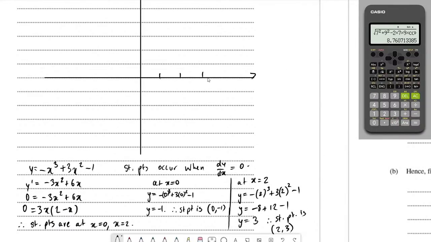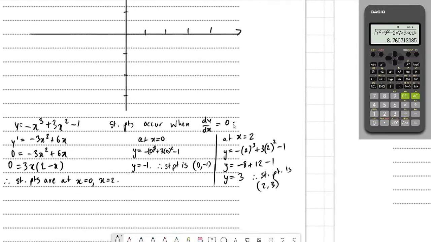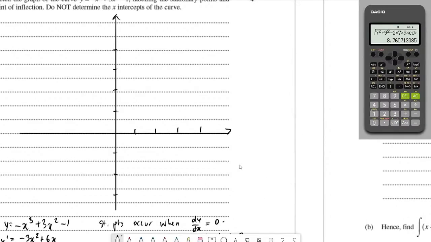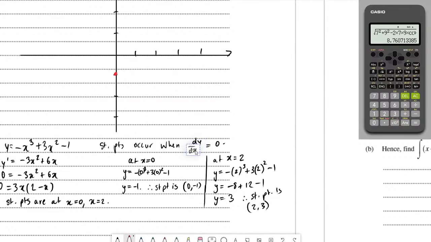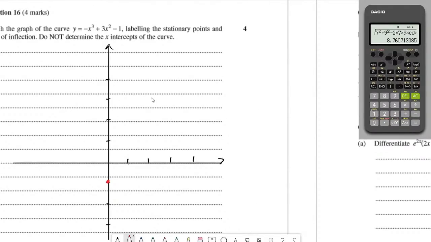Okay, so if I go back up here and put those on there. 1, 2, 3, 4. 1, 2, 3. Something like that. So the stationary points are (0, -1), so one of my points is going to be down here, and my other point is going to be at 2, up to 3. So it's quite easy to tell what those 2 stationary points are. We're going to have a minimum and a maximum, because they're going to go to that point and go to that point.